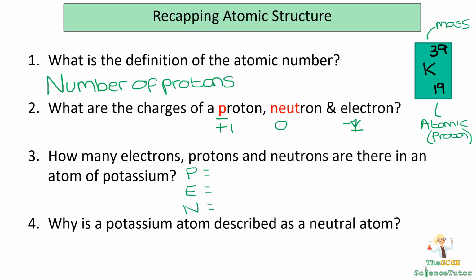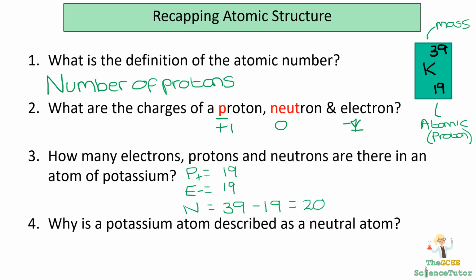The number of protons, we simply look at the bottom number, and it tells us we have 19 protons. Protons are positively charged, and there must be the same number of positives as there are negatives. So we also have 19 negative electrons. To work out the number of neutrons, we simply take the bottom number away from the top number. 39 take away 19 leaves us with 20 neutral neutrons.